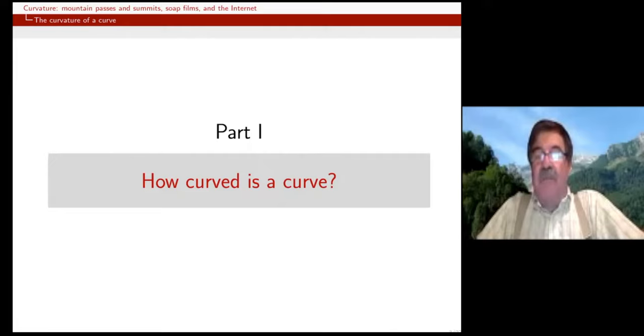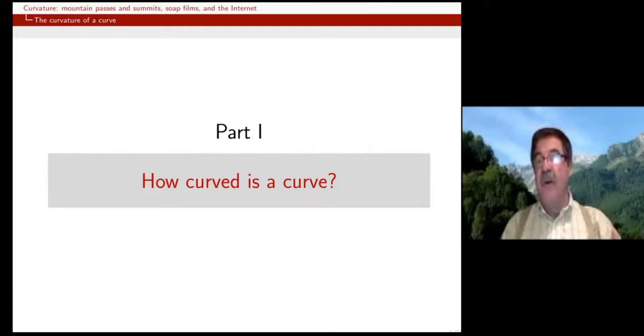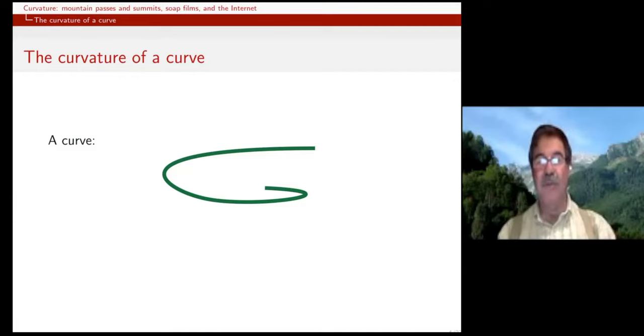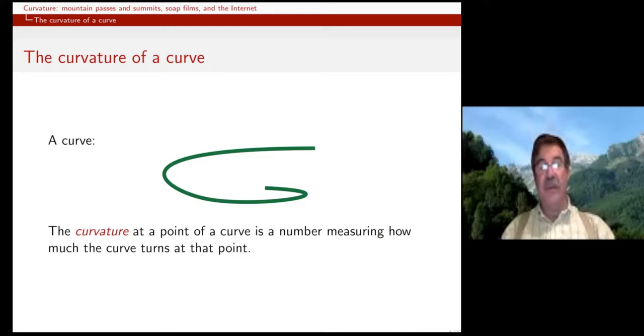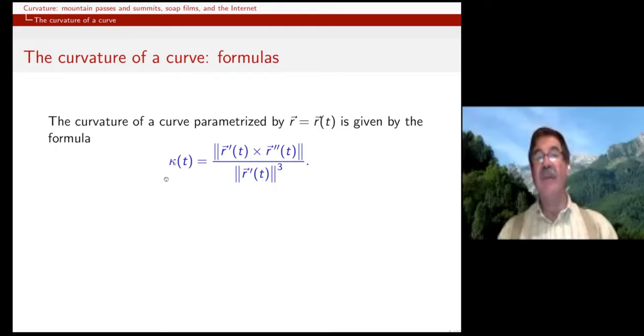So the curvature measures how much something is curved. So let's start first with a curve. And if we want to know how curved it is, so that's a curve, like, you know, it's a doodle. And then how much does it turn? Right? That's what the curvature measures, how you turn. Well, so the curvature at a given point, like here, it's a number, and it measures how much the curve is turning there.